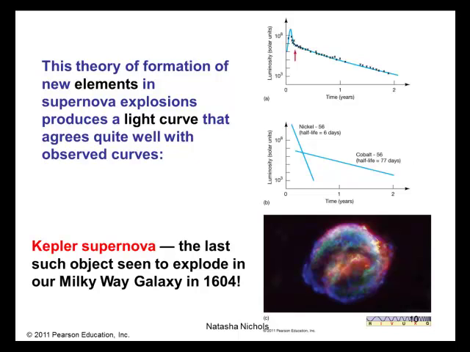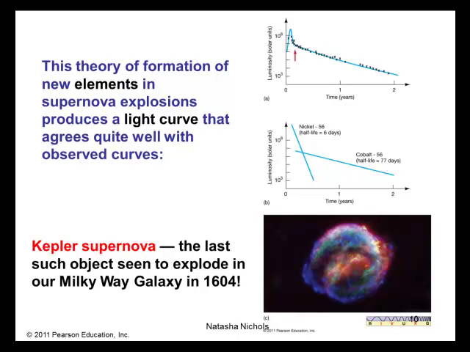In frame B, we have theoretical calculations of the light emitted by the radioactive decay of nickel-56 and cobalt-56, which produces a light curve similar to those actually observed in real supernova explosions. So this shows that the theory of formation of new elements in supernova explosions produces a light curve that agrees quite well with the observational curves.